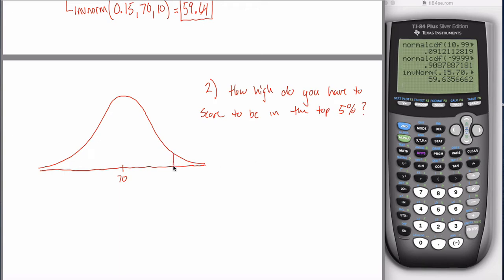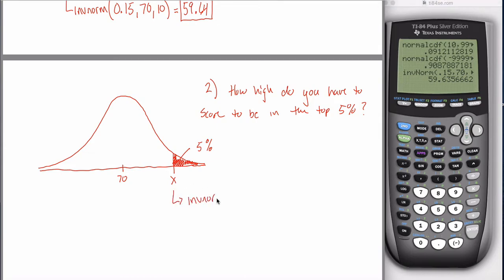So it's saying there's some score. Note, I'm going to put it over on this side. You can label it with an X if you want. You don't have to. I'm putting it on this side because it's got to be a really high score if only 5% are scoring better than that. So right here is 5%. So how do I figure that out? Well, it's an inverse norm question.